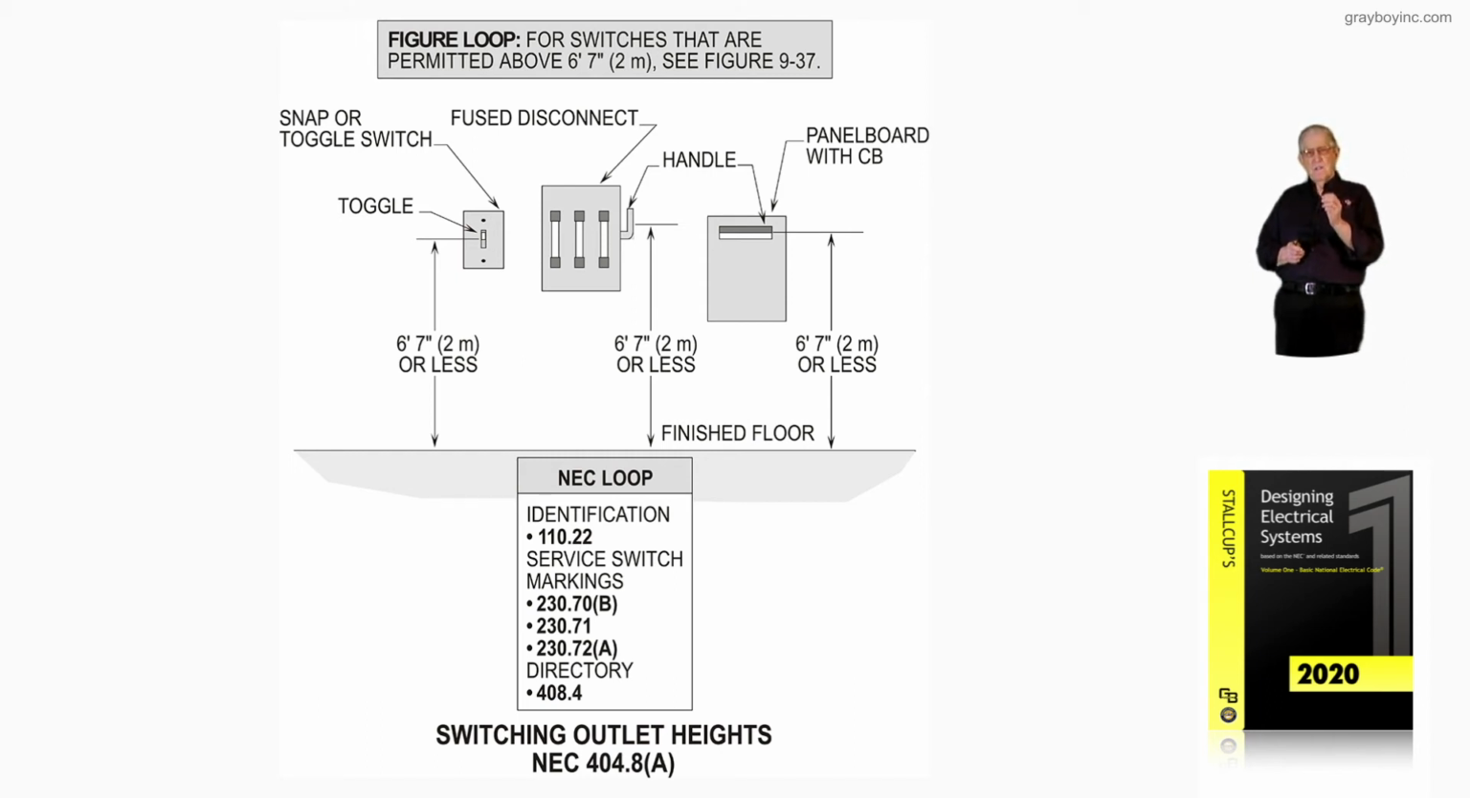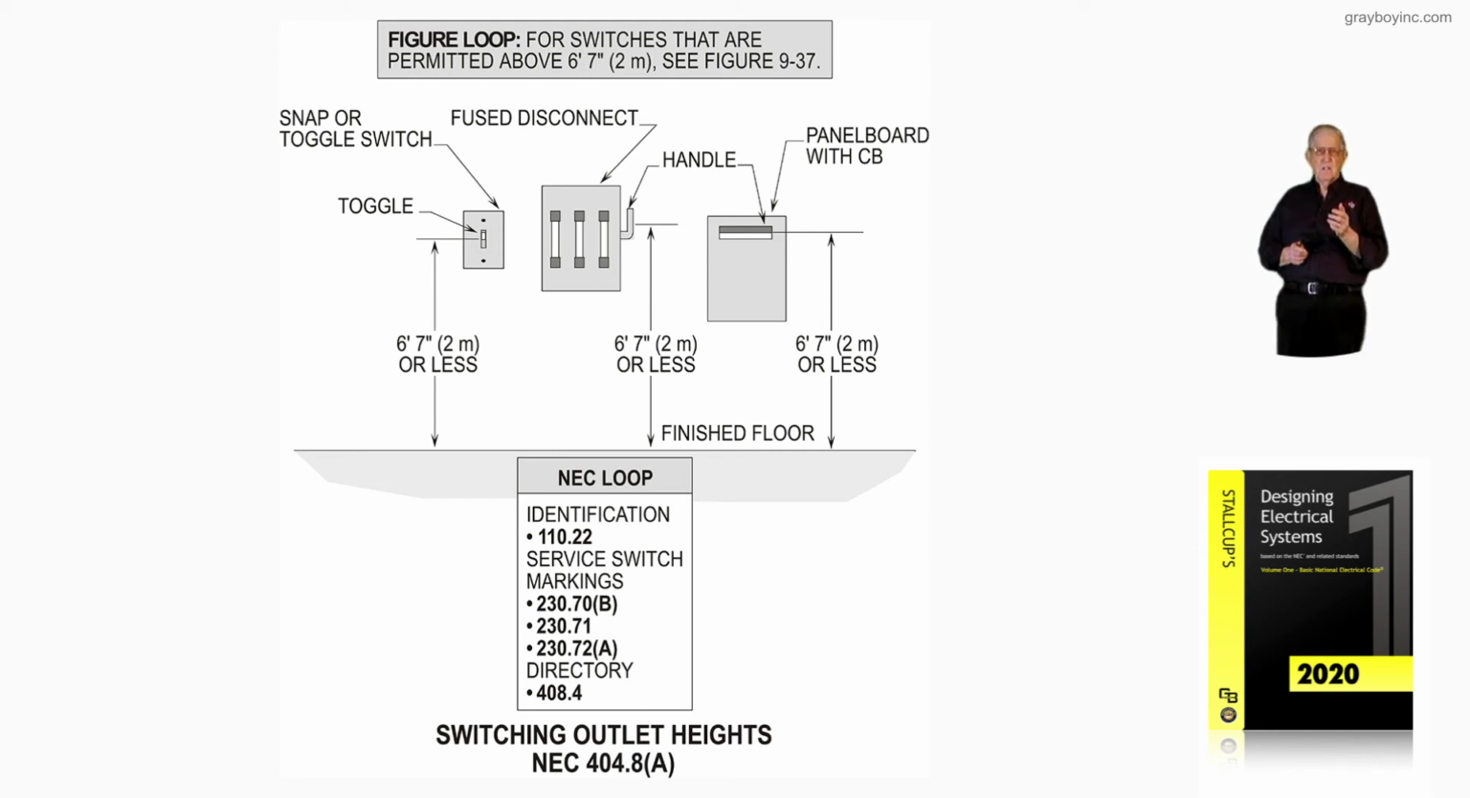If it's an individual disconnect like to an air conditioner, 110.22 regulates that. That's at the air conditioner, within 50 foot, bird's eye view, the way the crow travels, in accordance with 440.14. But 110.26 addresses this switch. Service switch ratings is 230.70B as in boy. Usually that's just inline main.